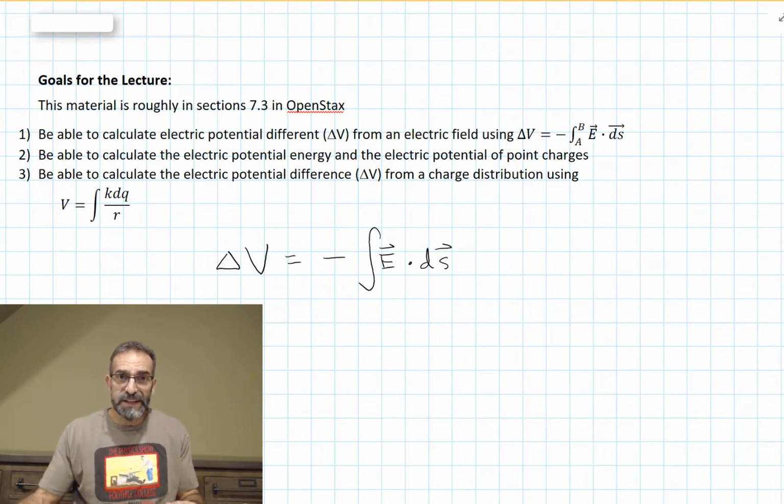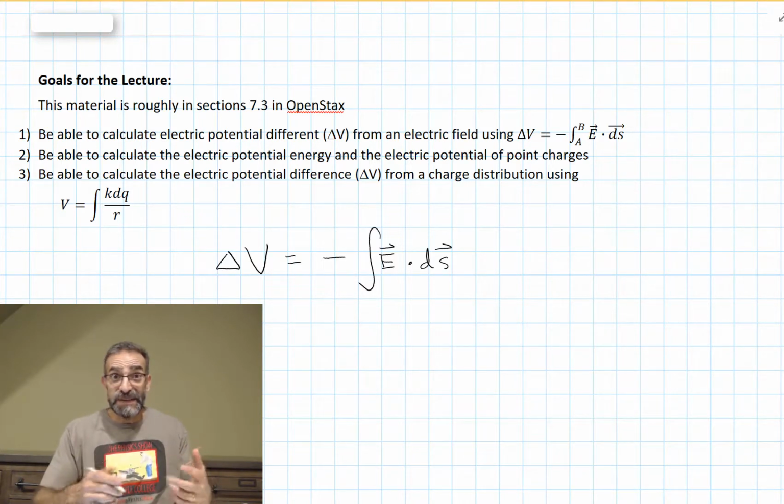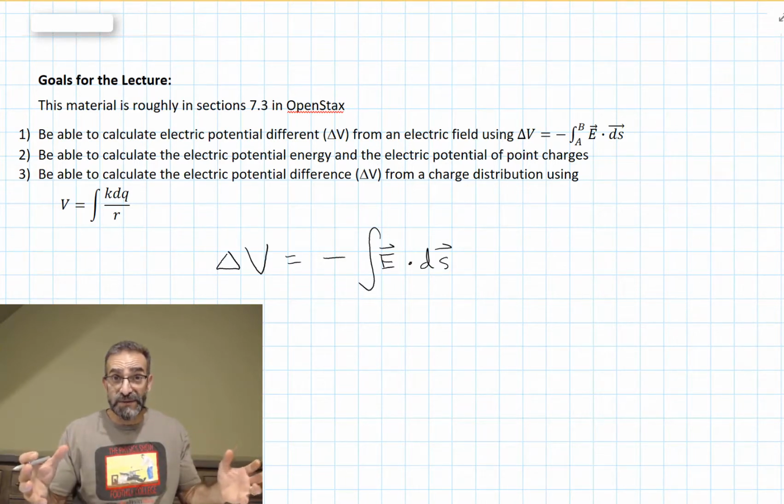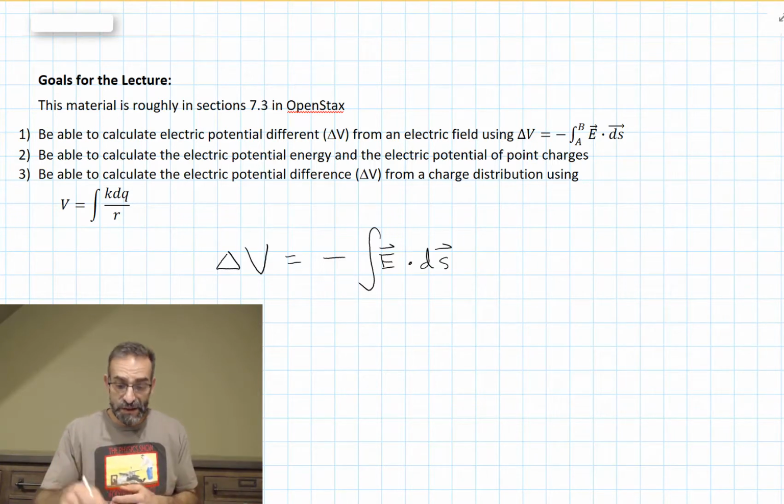When do we have the electric field? Well, when we have nice symmetry like spherical, cylindrical, or infinite sheets, we can find the electric field very easily using Gauss's law. So if we see one of those geometries and the problem is asking for a potential difference, oftentimes the easiest thing to do is to use Gauss's law to first find the electric field, and then use this equation to integrate the electric field between 2 points and get the potential difference.